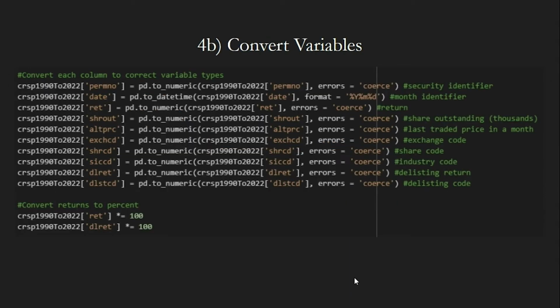Next, we convert our variables. The first 10 lines include the two datetime and two numeric functions, which convert the corresponding columns into the types datetime and float/int. The last two lines convert returns from decimal to percentages with a simple multiplication.